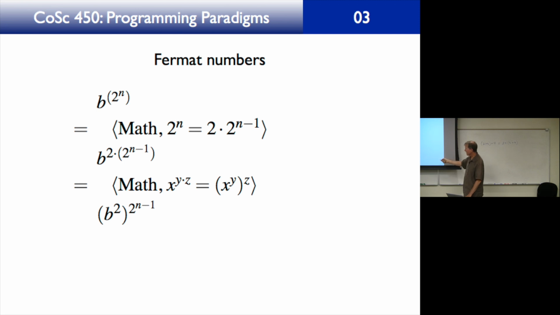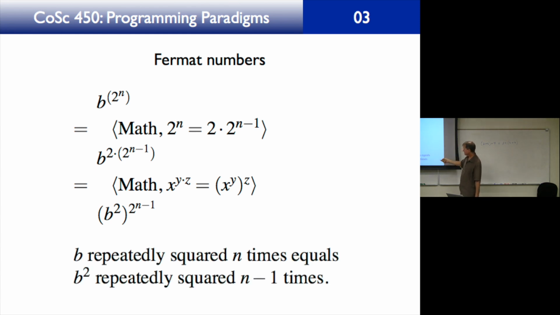This is what we use for the recursive one, because look, what is this top expression saying? B raised to the 2 to the n. This is b repeatedly squared n times. But what is this? Yeah, b squared, repeatedly squared, n minus 1 times. So this is going to be the basis for our repeatedly squared function. Is everybody with me on this?